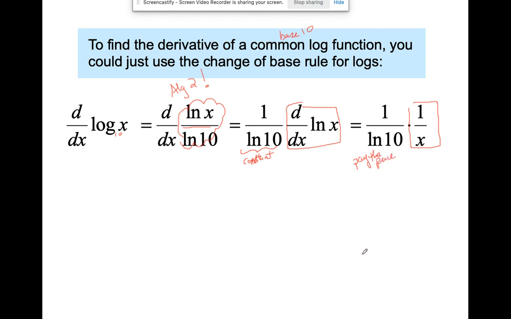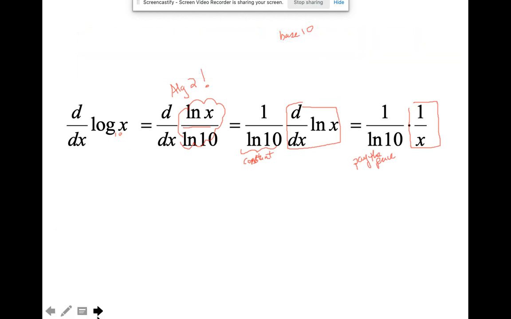Now think about this. When it was exponents, you paid the price by multiplying by ln of the base. Logs and exponents are inverses. When you're doing the derivative not in base e, you have to pay the price, but not by multiplying by the natural log of the base. Dividing. Math is so cool.